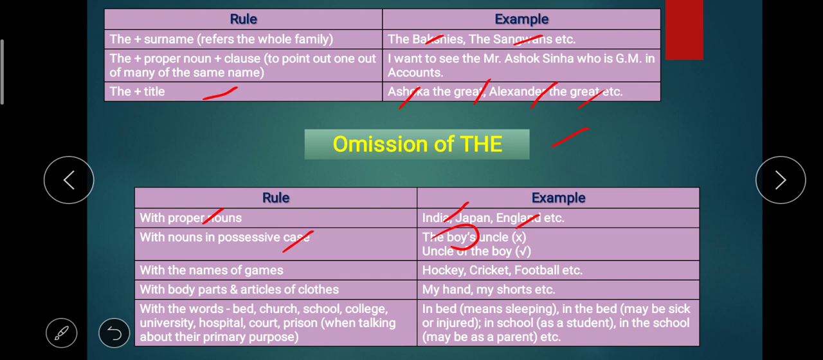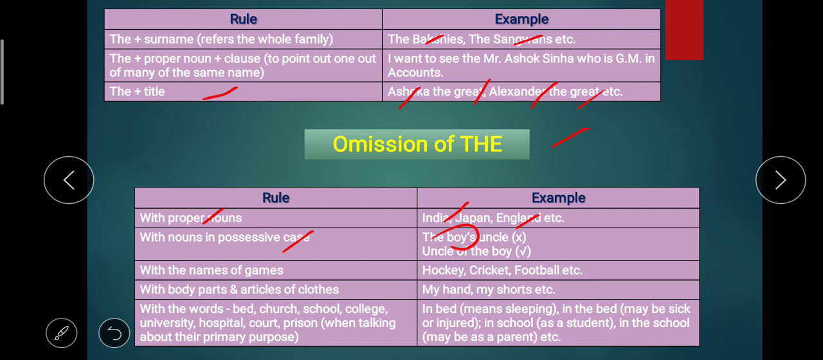With the names of games like hockey, cricket, football, we don't use "the". We use the zero article. With body parts and articles of clothes like my hand, we never say the hand. Then my shorts, we don't say the shorts. The shorts, the pants, the pajamas, the shirt, the kurta. In this way, we don't use "the" before the names of clothes.